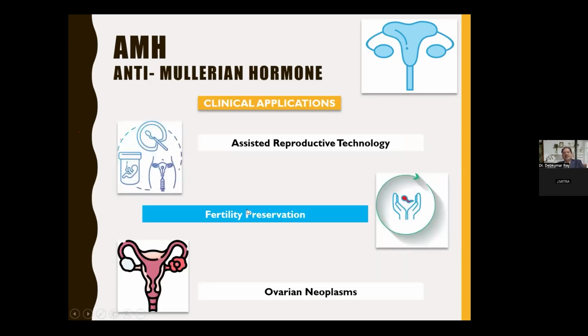The next one is AMH, anti-Mullerian hormone, the clinical implications. Assisted reproductive technology always uses AMH assessment, and fertility preservation also needs this one.